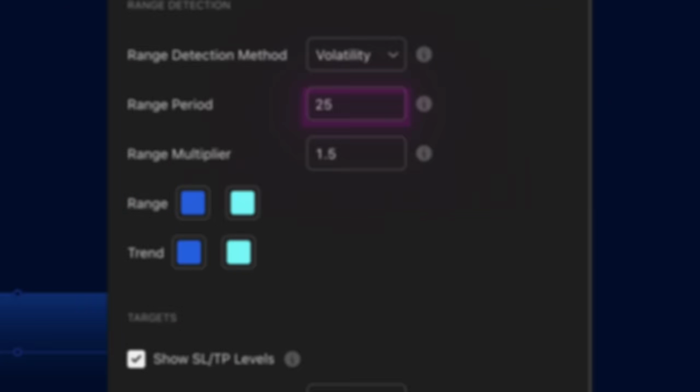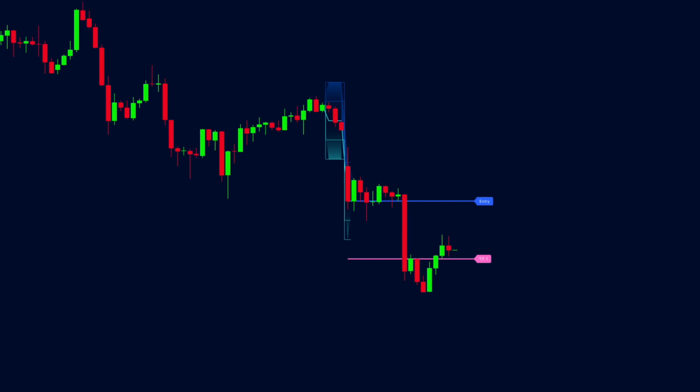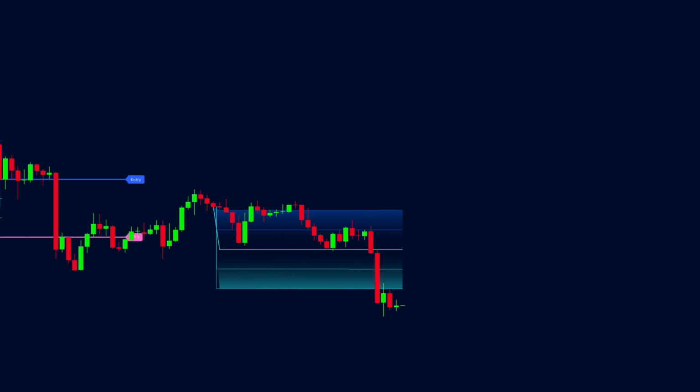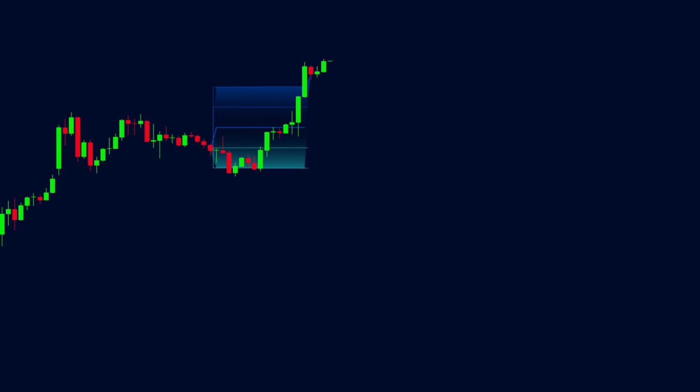For gold, increase range period to 25 and set range multiplier to 1.5. Gold has unique accumulation patterns during Asian sessions that require longer detection periods. Gold responds to both trend weakness and volatility compression.